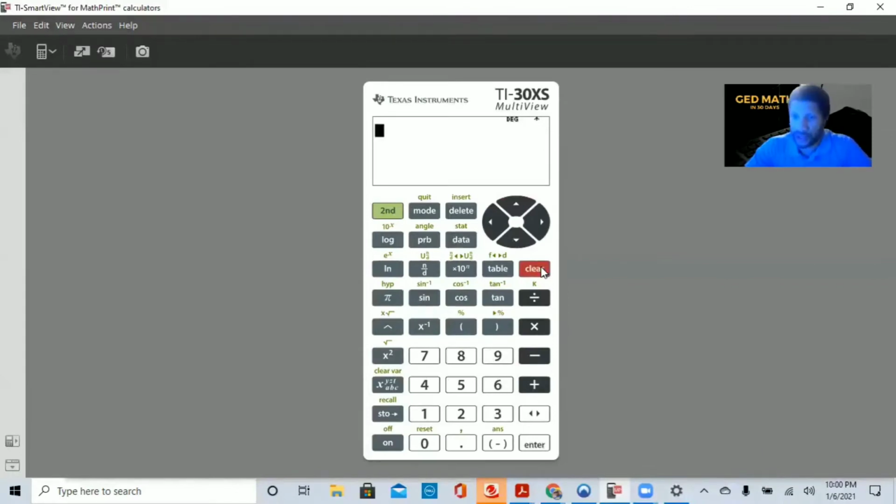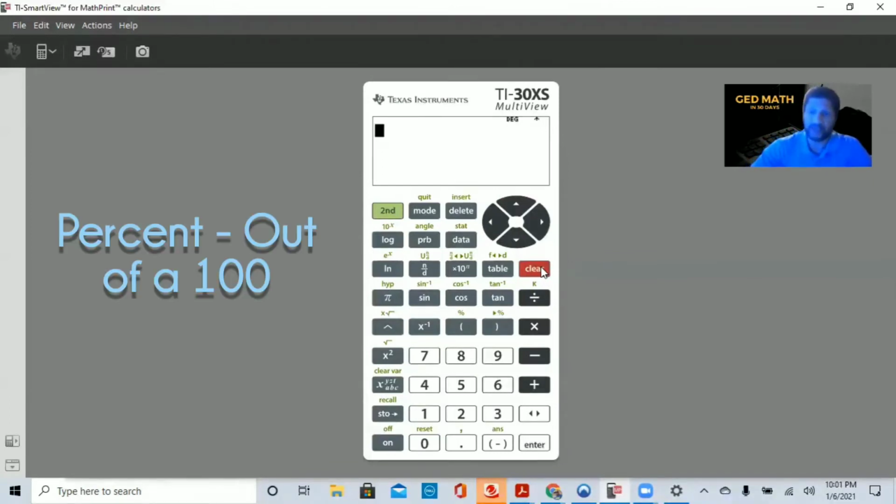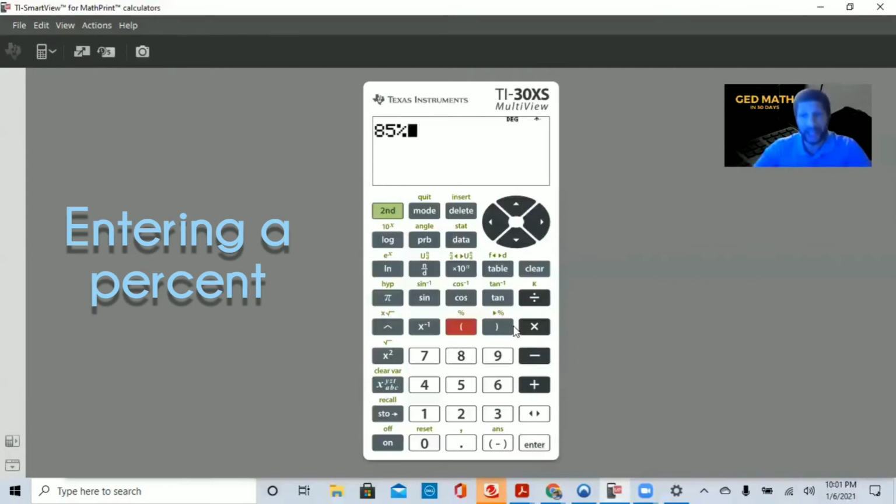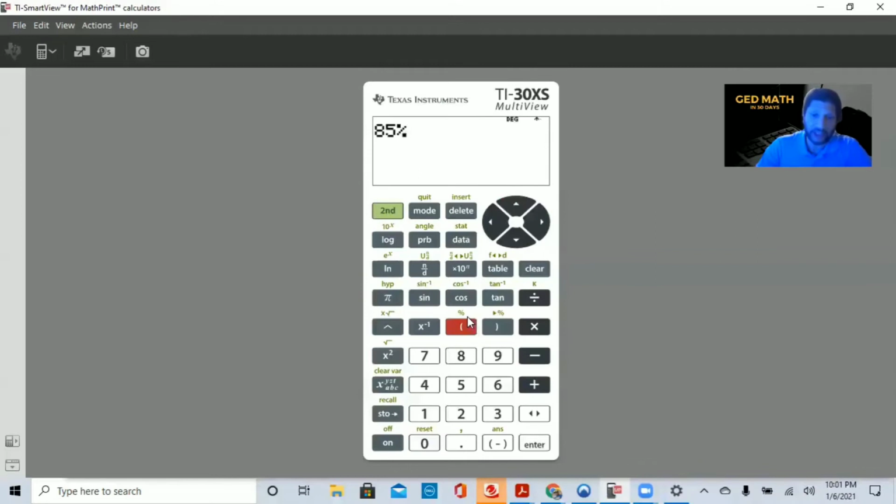Okay, so now we talked about fractions to decimals. And now what's important is fraction, decimal, percent equivalents. So we understand what a percent is. Percent means out of 100. So now watch this: 85 out of 100, or 85%. Look what I did. I typed the 85 in, and the percent symbol is right above the left parentheses. Because it's in green, I hit the second key and then hit the left parentheses. We have 85%. So I'm going to hit enter, and what I noticed is it changed itself to a decimal automatically.